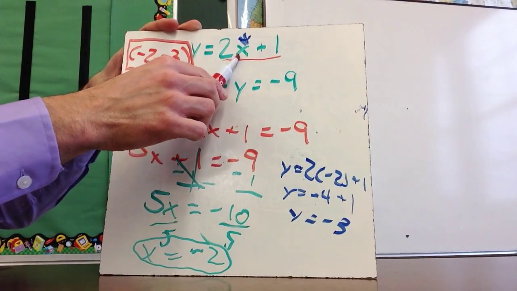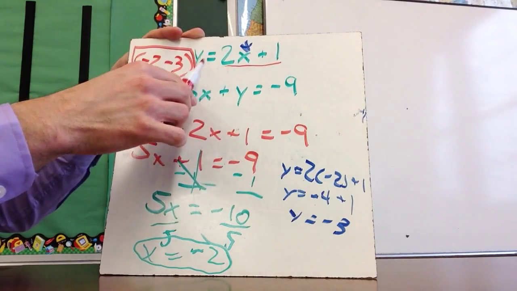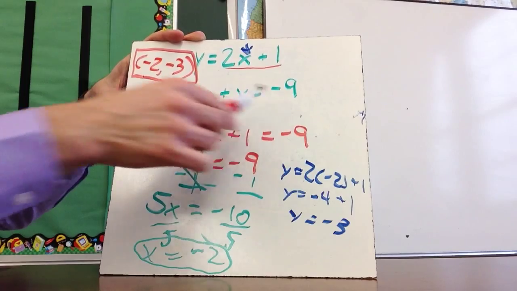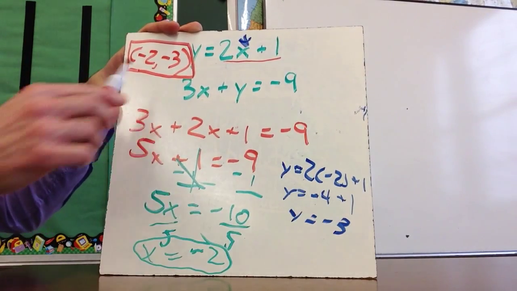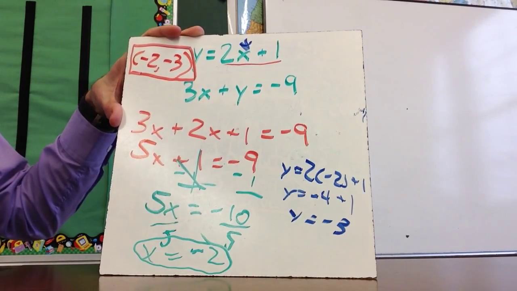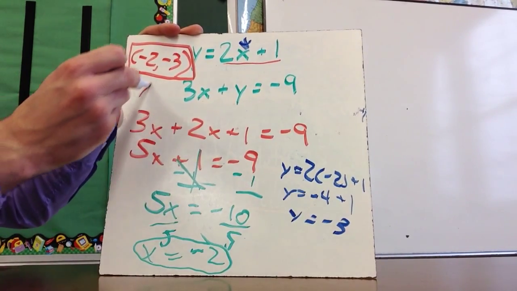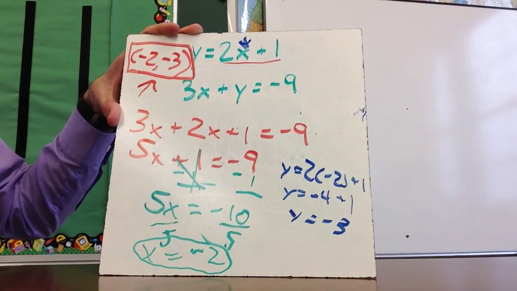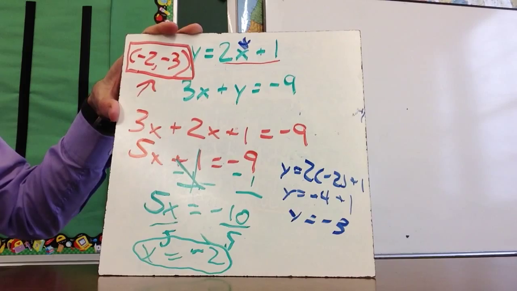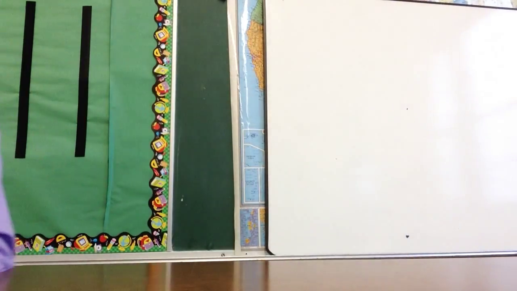If I put a negative 2 in here, I will get negative 3. And if I put a negative 2 in here and a negative 3 in here, this statement will also be true. Which means x is negative 2 and y is negative 3 is the only point that will make both of these true. Again, this is just a point on the graph, and if you were to graph these two lines, you would see this is where they intersect. All right, let's take a look at another type of problem.